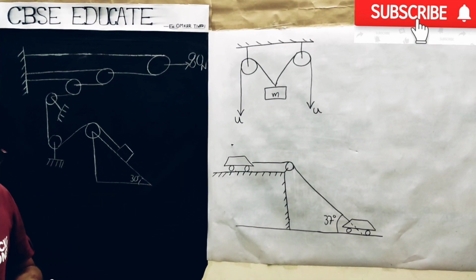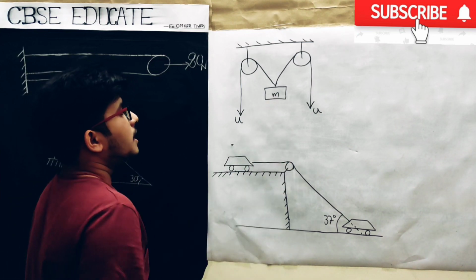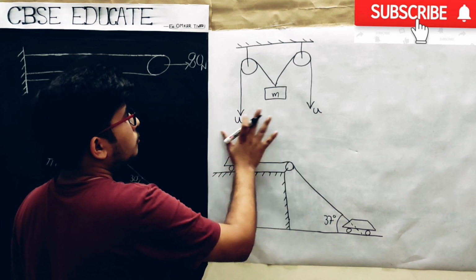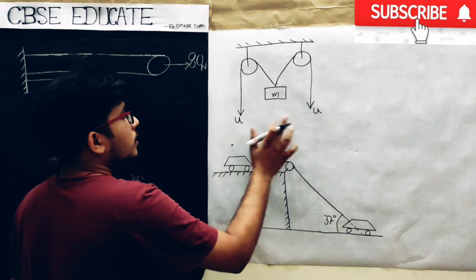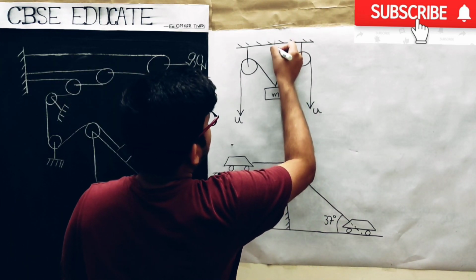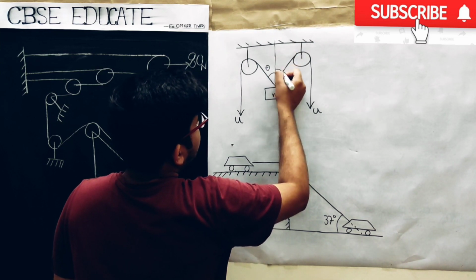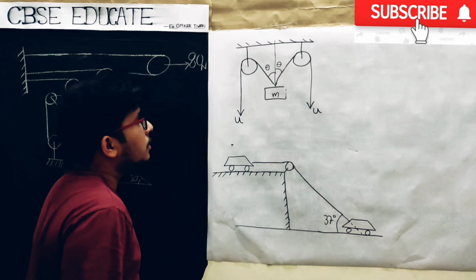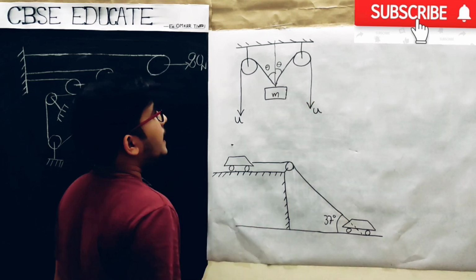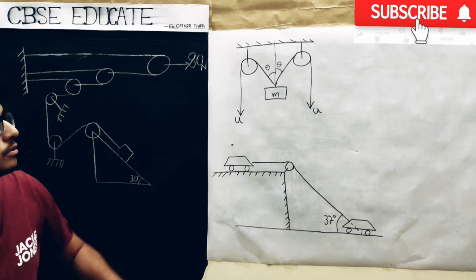Come to this question first. The question is saying that the mass suspended over here is mass m, and it has been pulled by two forces with velocities u and u. And we have given in the question that this angle is theta and this angle is also theta. You have to find the velocity or the acceleration of this body. So how are you going to do this?